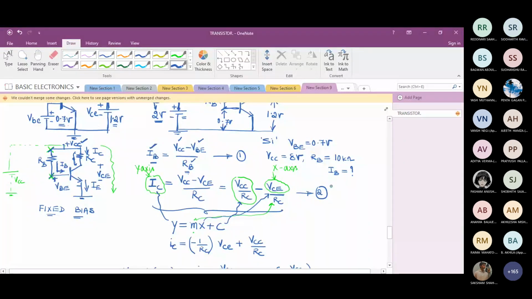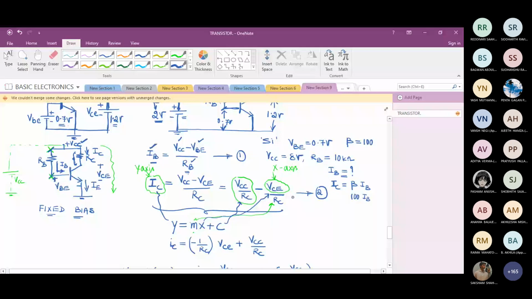Can we find what is IC? Yes, IC equals beta IB. So we know the relation between IC and IB. If in the question beta is mentioned, or if you go and buy a transistor, in the specification sheet the vendor will specify the value of beta. Say it is 100. So once we calculate IB, easily I can find 100 times IB, the IC value. Is it clear?